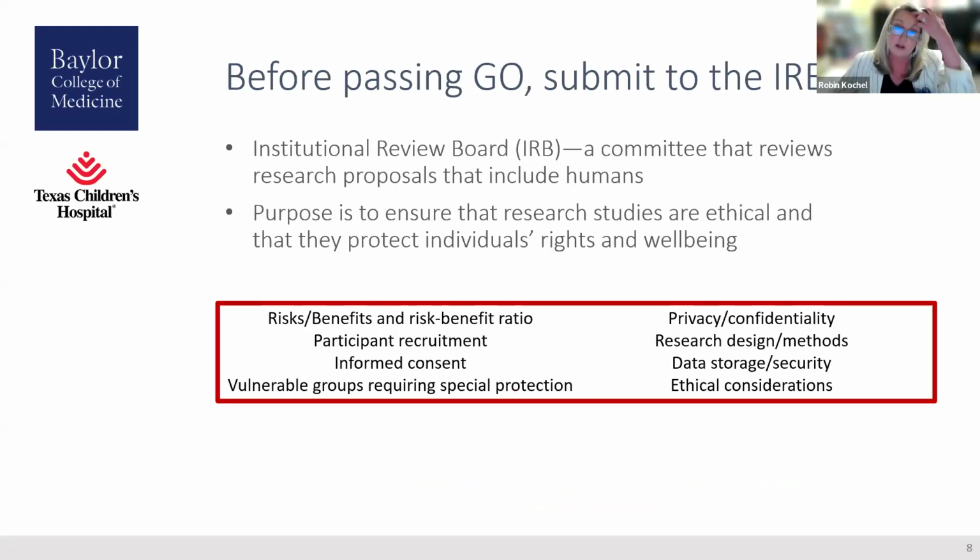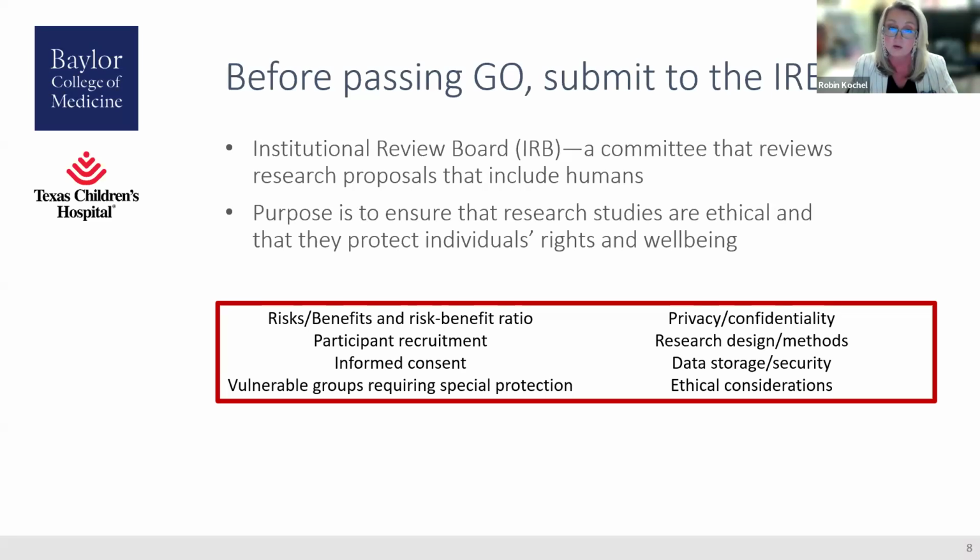Okay, so once you've developed your proposal, you're not ready to go yet. You don't have the green light yet. All of our research is reviewed by what we call the IRB, or an institutional review board. And this is essentially a committee that reviews research proposals that include humans.